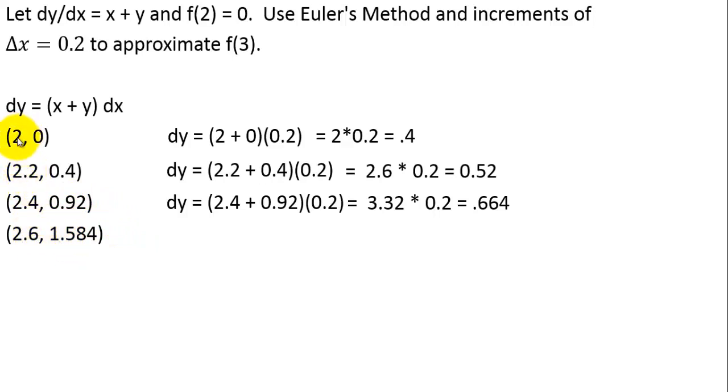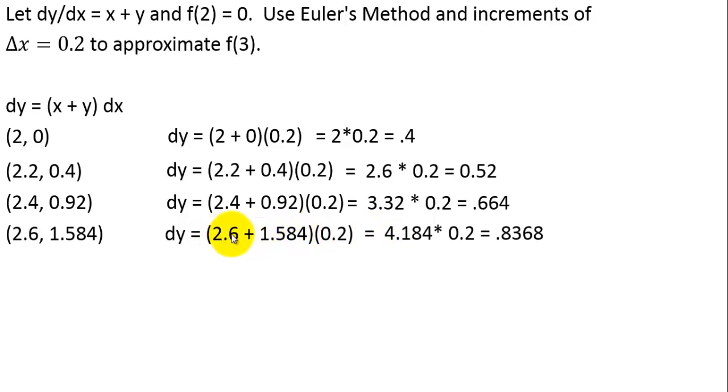And notice how x changes by 0.2 every time. That was given. Repeat the process. We put the x in for the x, the y in for the y, times 0.2 again. That's what the formula says. That's what dy is. Add these two together, we get 4.184. Multiply by 0.2, we get 0.8368. That's how much y is changing from point to point when x changes by 0.2. So we have 2.8, 2.4208.